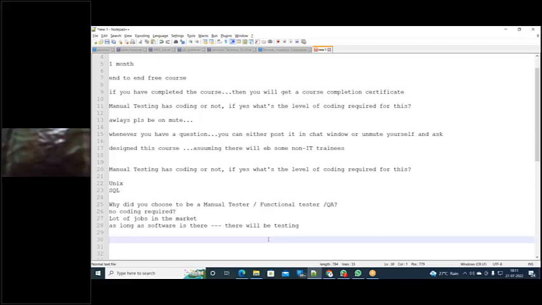Based on the tools, you have to learn certain programming languages. I'll get to that later, Pratibha, but to answer that question in short, yes. Somebody called Microsoft account, I don't know his name, says, sir, I cannot write coding, please help me. For manual testing, no coding is required.